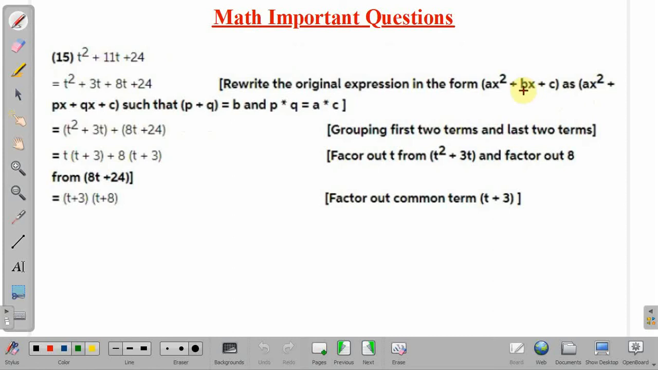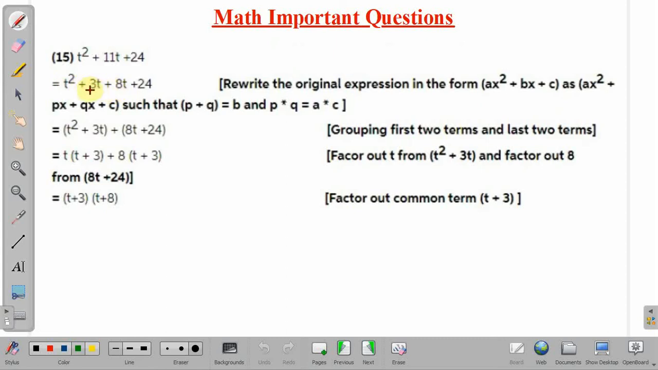Okay, so this is b, and p into q, that is coefficient of x square and constant term, will be equal to a into c. Okay, p into q will be equal to coefficient of x square into constant term c. Okay, so using that formula, we have written it as t square plus 3t plus 8t, okay, plus 24. Here we can check 3 plus 8 is 11, and 24 into 1 equal to 8 into 3, that is 24.